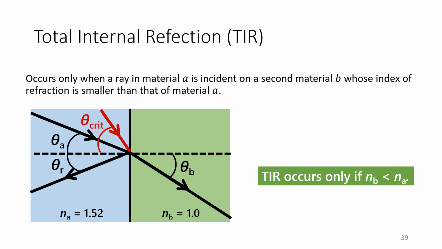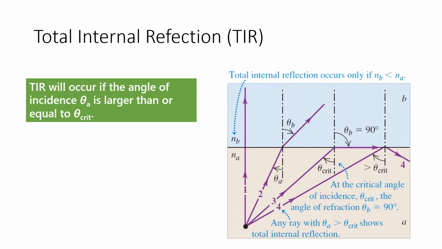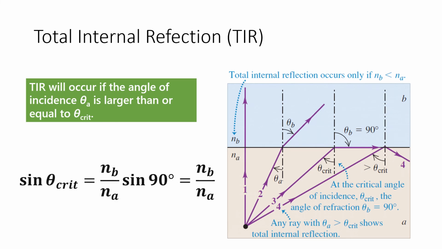The second restriction is that TIR only starts happening at some critical angle. At this critical angle, the refracted ray will travel exactly at the boundary, which effectively leaves nothing for the other side to see. Another way of saying that the refracted ray will travel exactly at the boundary is when the angle of refraction is 90 degrees. Total internal reflection will happen if the angle of incidence is larger than or equal to a critical angle called theta sub crit.